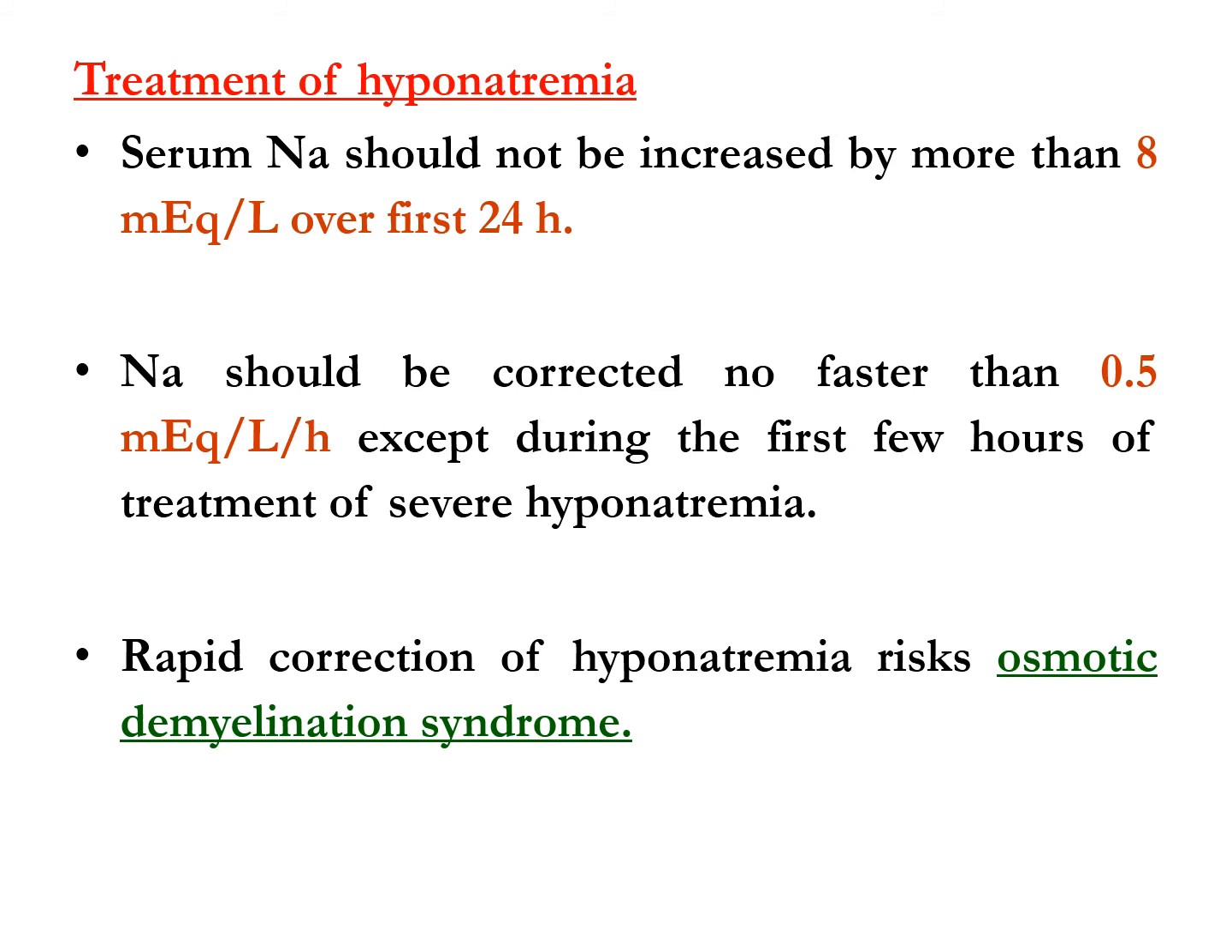What about the treatment? Serum sodium shouldn't be increased by more than 8 milliequivalent per liter over the first 24 hours. Sodium should be corrected no faster than 0.5 milliequivalent per liter per hour, except during the first few hours of treatment of severe hyponatremia. Rapid correction of hyponatremia risks osmotic demyelination syndrome.